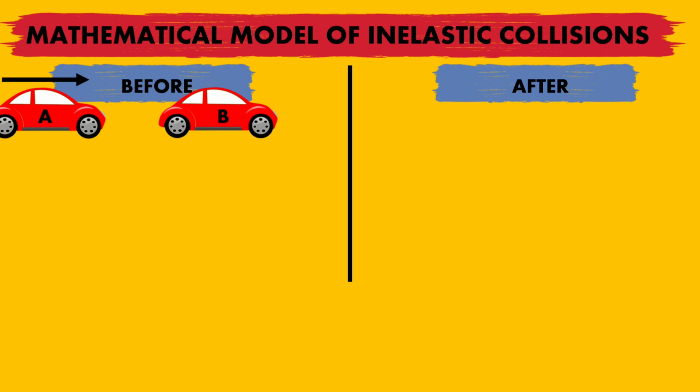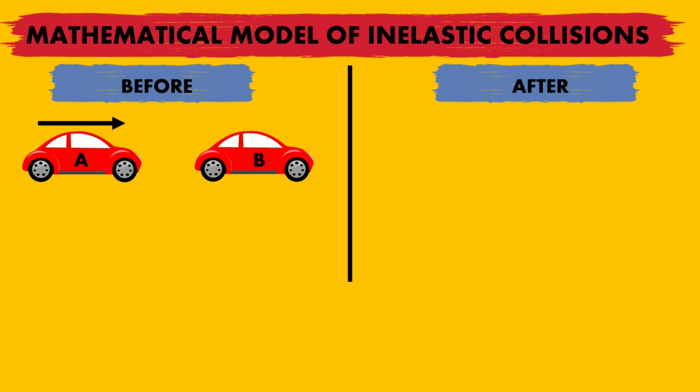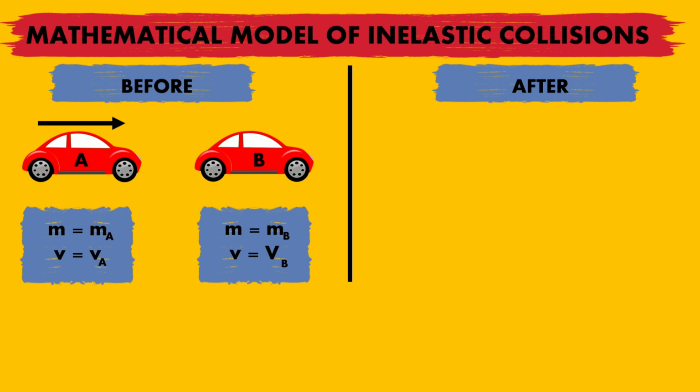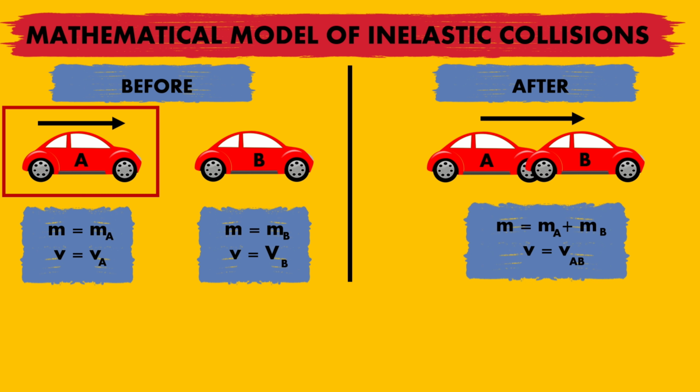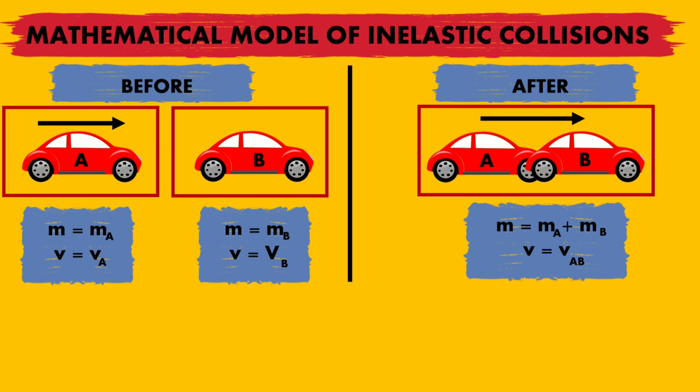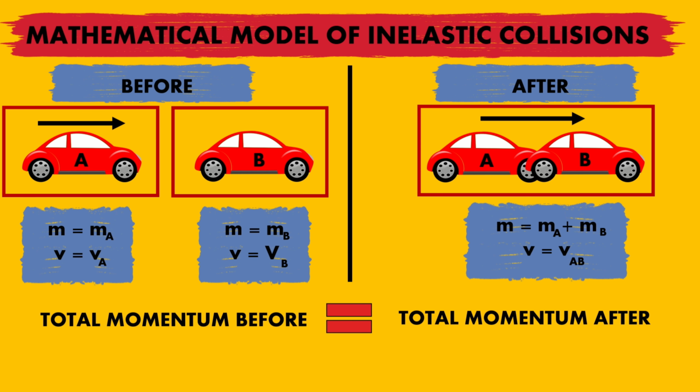Before collision, you will normally have two bodies. Each body will have its respective mass and velocity. After collision, the two bodies stick together and move together as one body. As a result, they will have a combined mass and a common velocity. We then write the conservation of momentum. This was also described in more detail in the previous video.